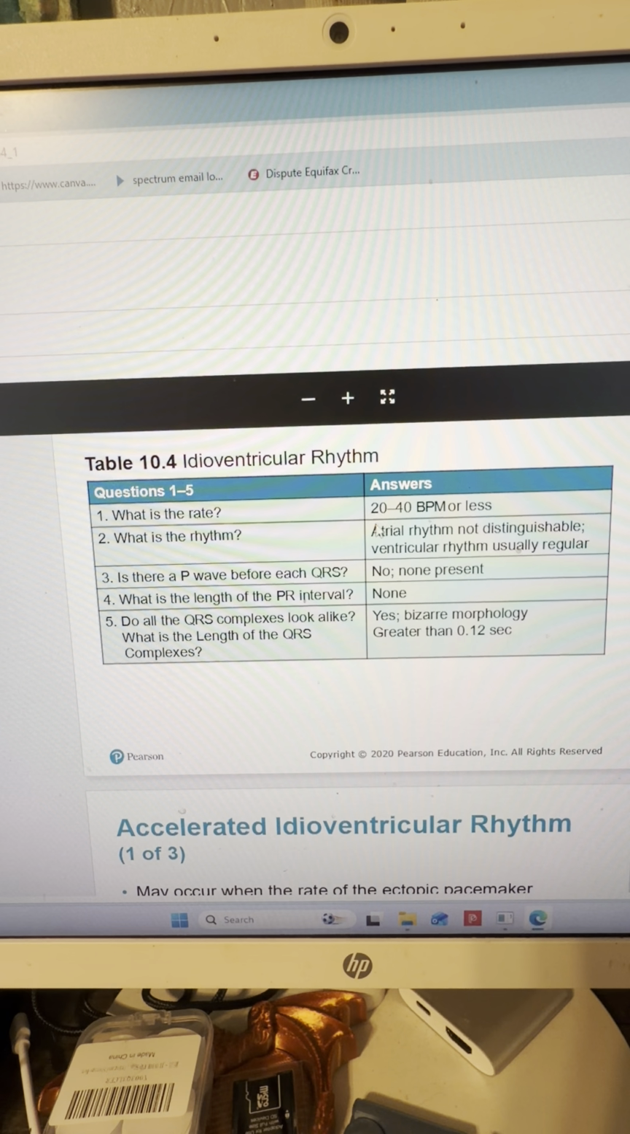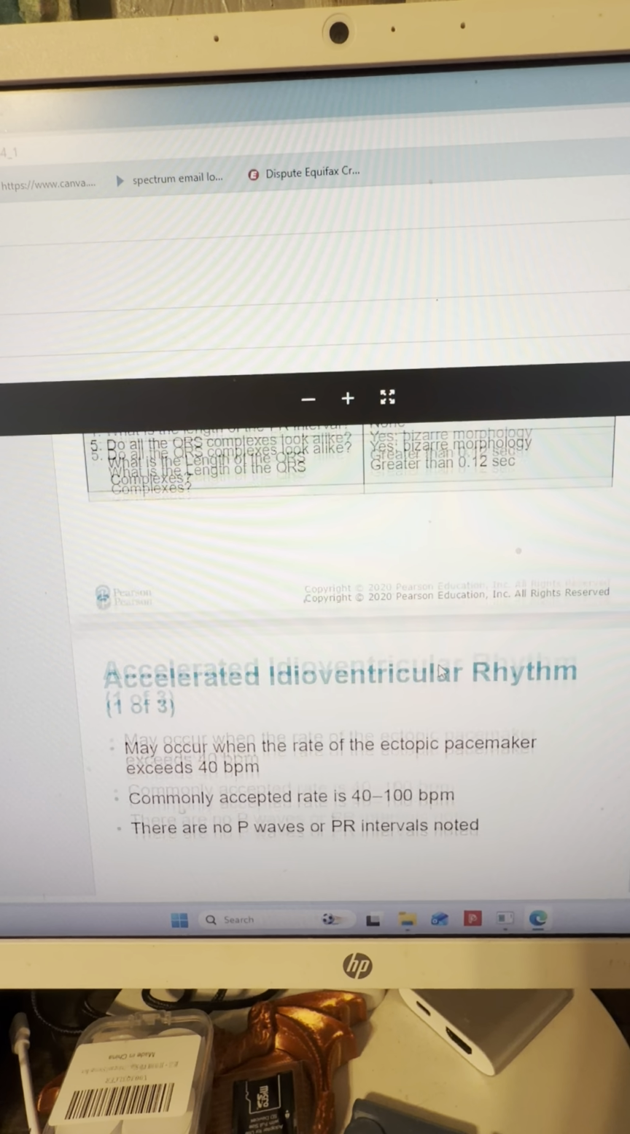So idioventricular, rates 20 to 40. There's no atrial rhythm. Ventricular rhythm is usually regular. No P waves, no PR interval. You have QRSs, but they're big and wide, greater than 3 baby boxes.